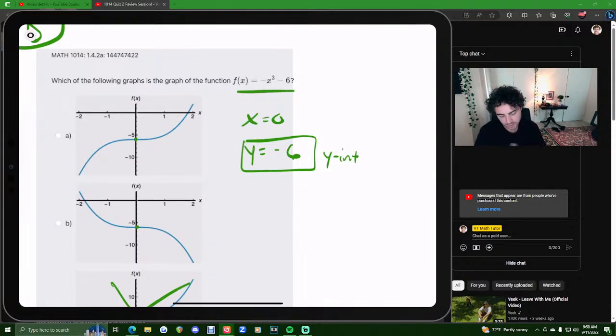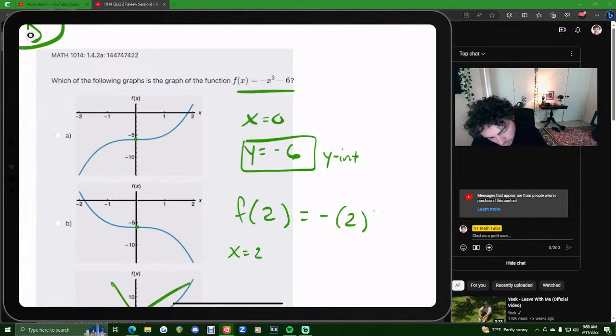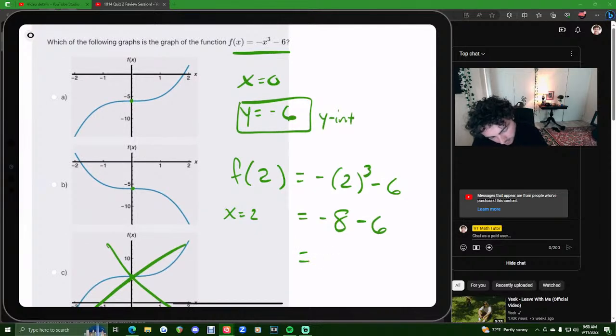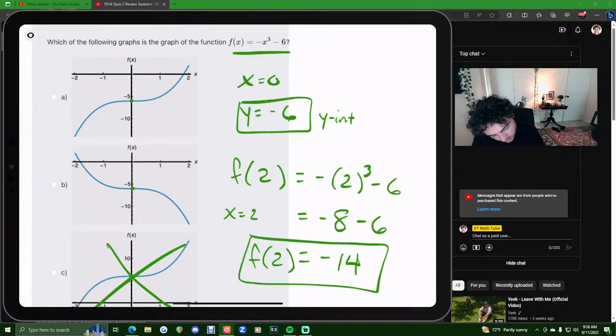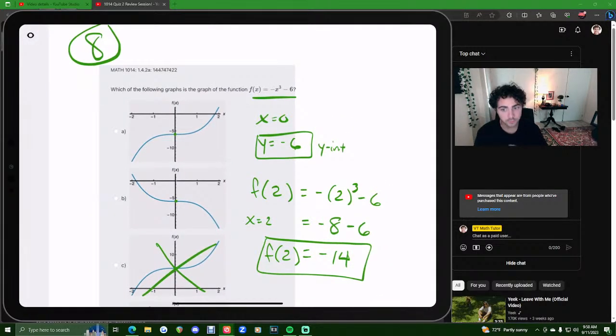And then you could always take a couple different approaches. You could plug in an x value, say like 2 or negative 2. So let's say we plugged in x equals 2. If we plug x equals 2 into the function, we get negative 2 cubed minus 6, which is negative 8 minus 6. So at x equals 2, the f value should be negative 14. In other words, we should have an ordered pair 2, negative 14.